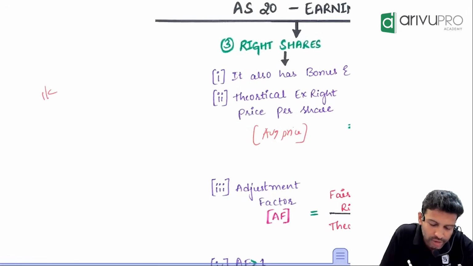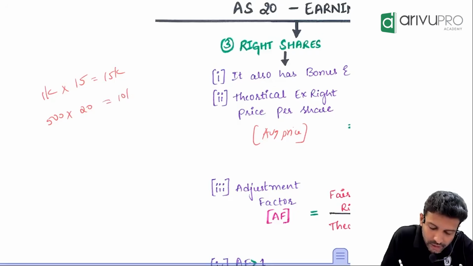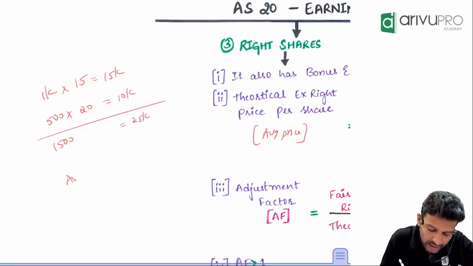Sir, you had 1,000 shares. You purchased each of them by paying 15 rupees. How much? 15,000. You purchased 500 more shares by paying 20. How much money? 10,000. So totally how many shares? 1,500. How much money? 25,000. What is the average price?